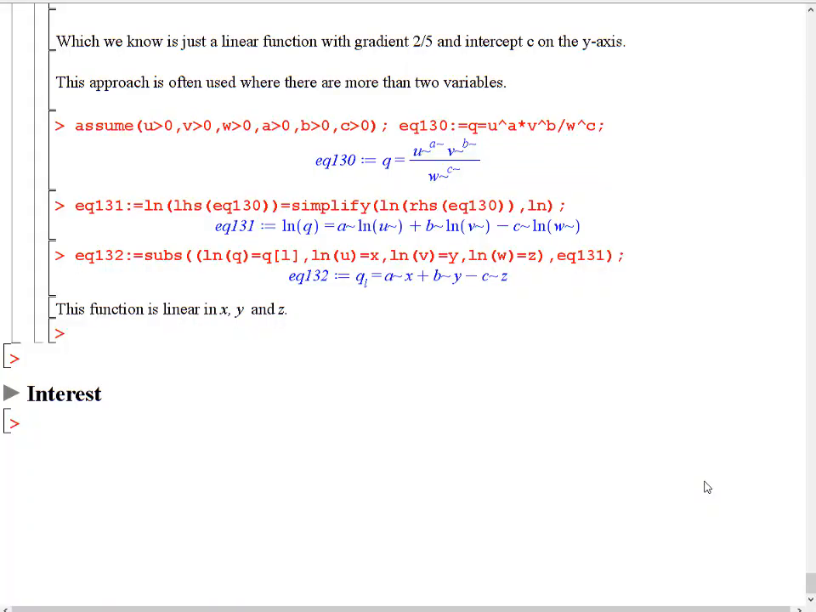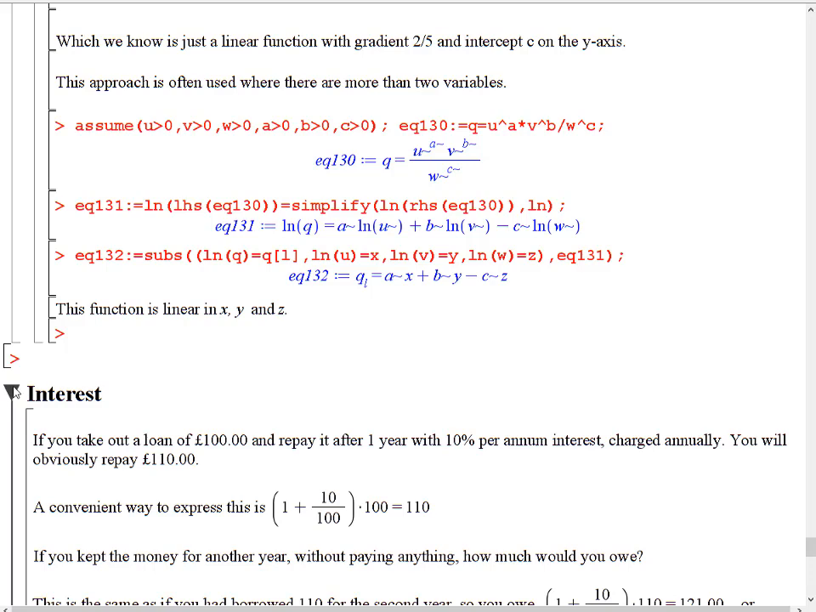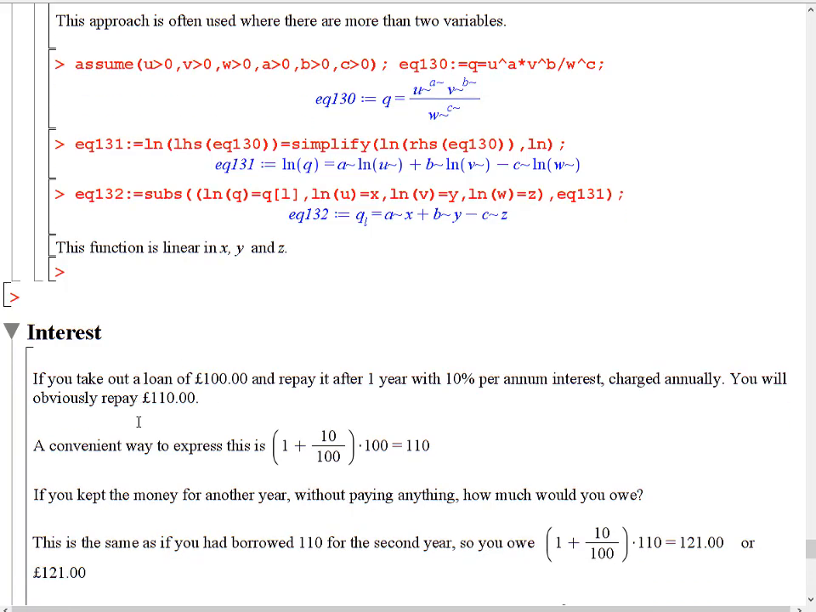Hello and welcome to part 11, the final part of Dev Maths and Stats Refresher Course Lecture 1. And in this final part we just have a few examples of interest and percentages.